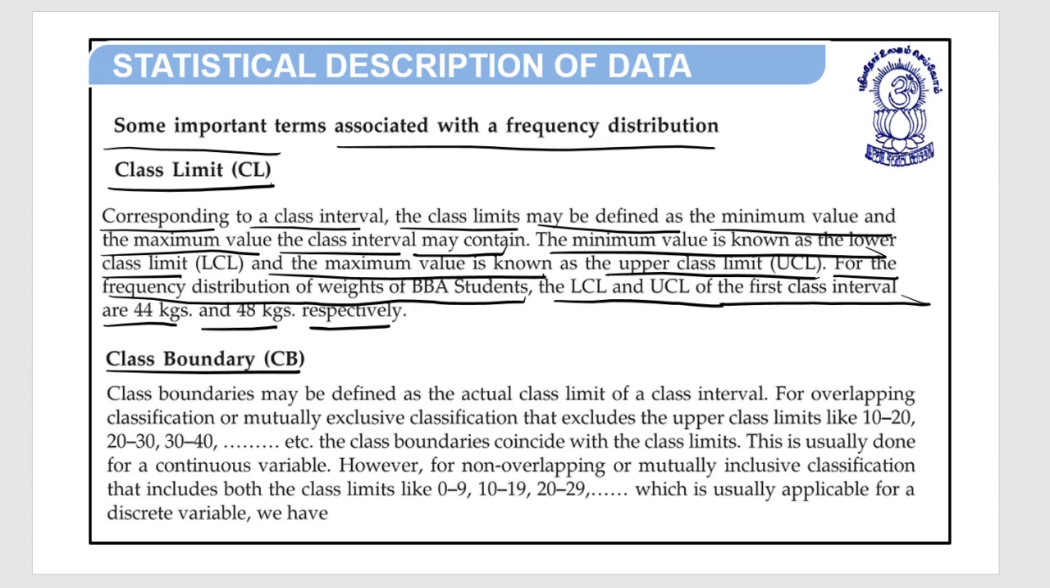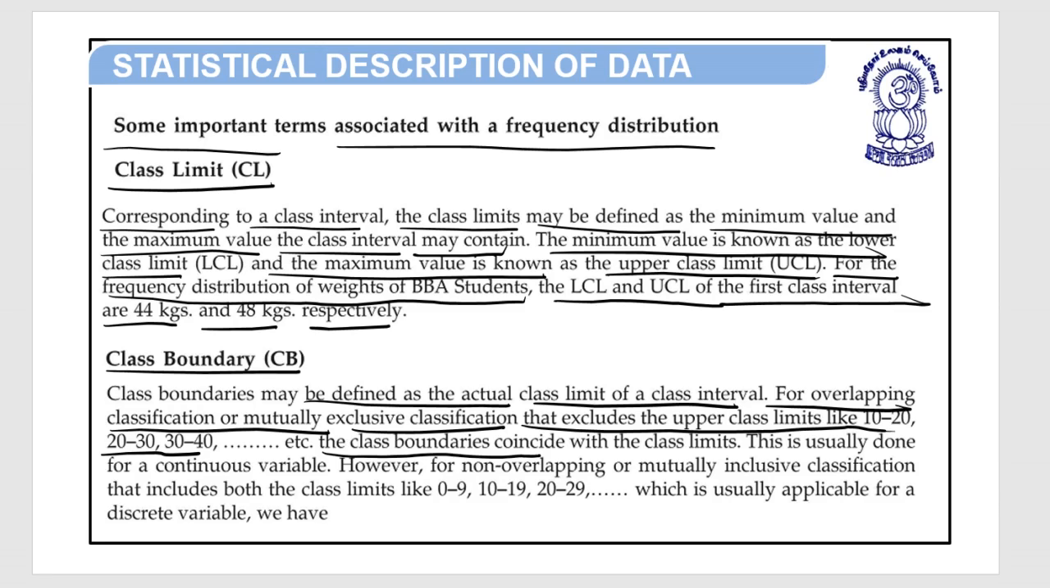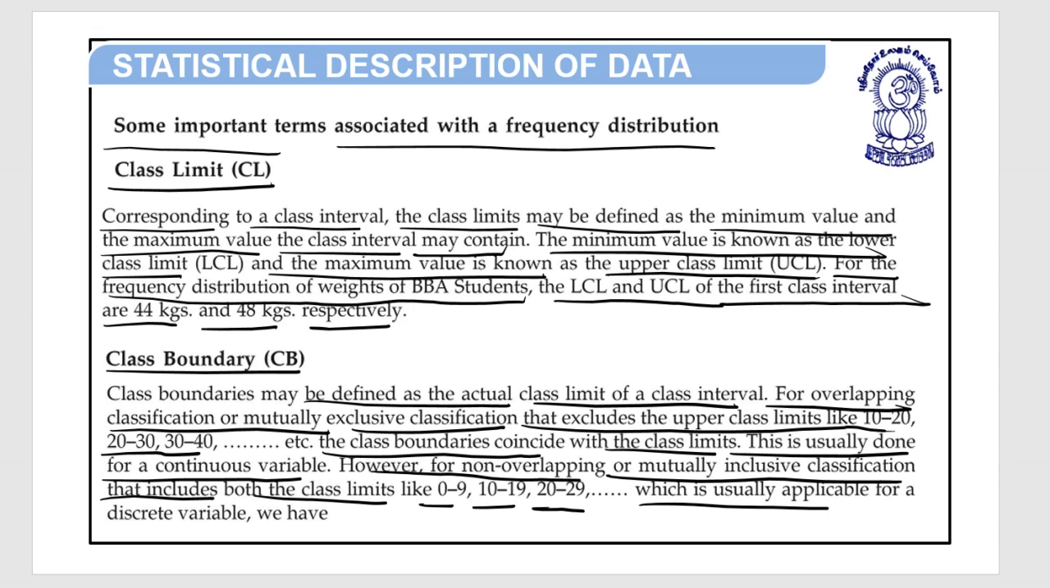Class boundary, CB. Class boundary may be defined as the actual class limit of a class interval. For overlapping or mutually exclusive classification that excludes the upper class limits, like 10 to 20, 20 to 30, 30 to 40, etc., the class boundaries coincide with the class limits. This is usually done for a continuous variable. However, for non-overlapping or mutually inclusive classification that includes both the class limits, like 0 to 9, 10 to 19, 20 to 29, which is usually applicable for a discrete variable, we have the following.